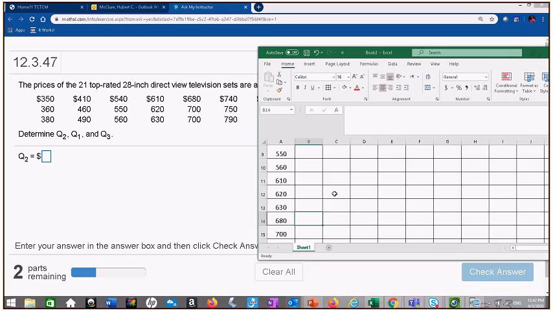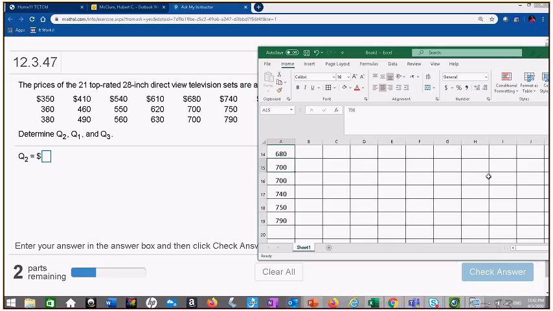Okay, I think I got them. Now it says there's 18 numbers. I'm going to count them and make sure I got them. 1, 2, 3, 4, 5, 6, 7, 10, 15, 16, 17, 18. Okay.